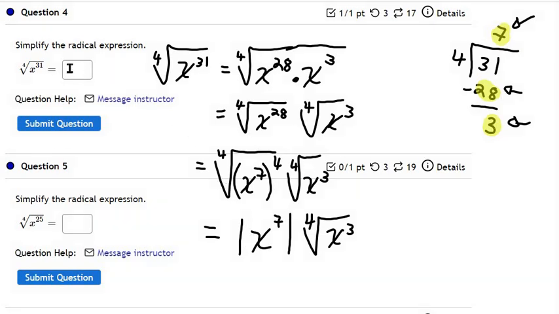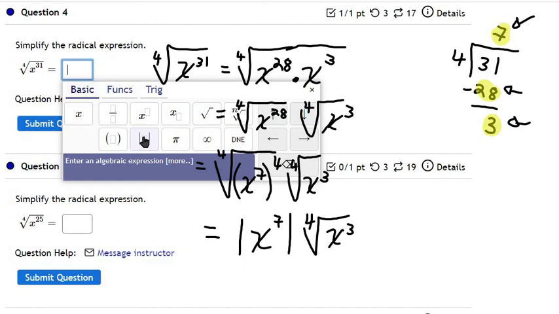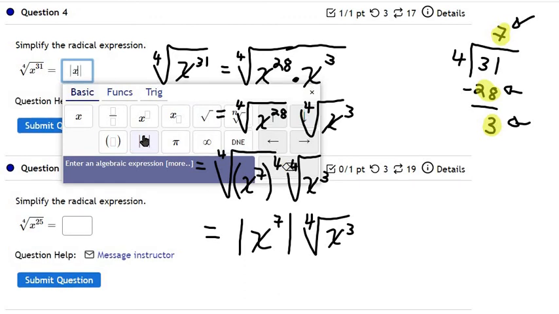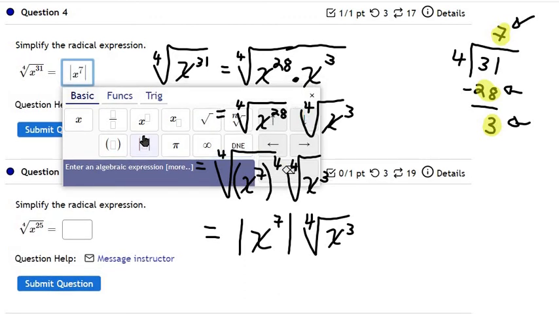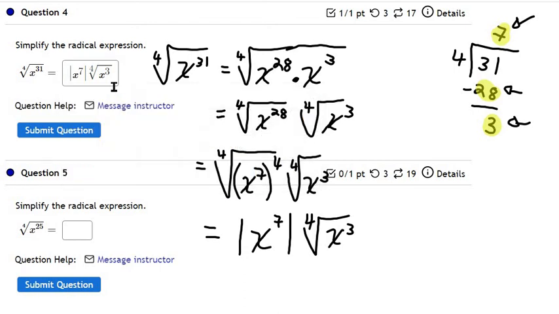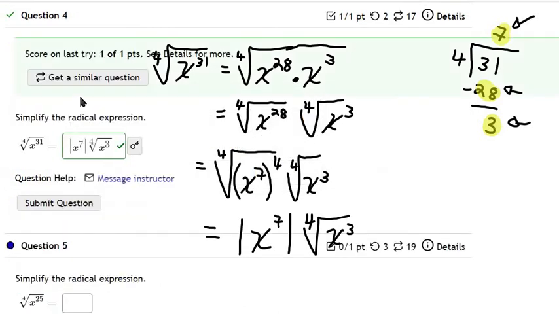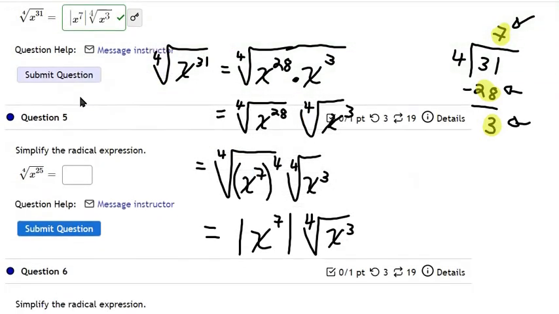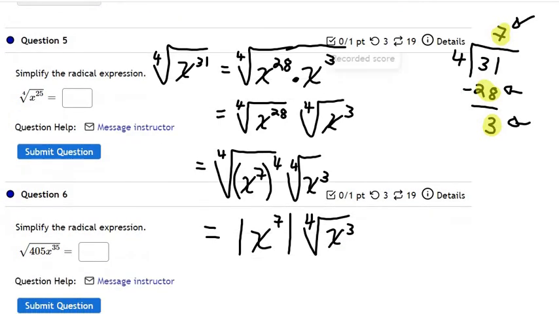So I go through and I'm going to say this is the absolute value of x to the power of 7 multiplied by the 4th root of x cubed. So I hit the root button and I'll do the 4th root of x to the power of 3. And this is simplified because 3, the power, is smaller than 4, the index. So there I've simplified it. And I move on to the last question, question 5 here.